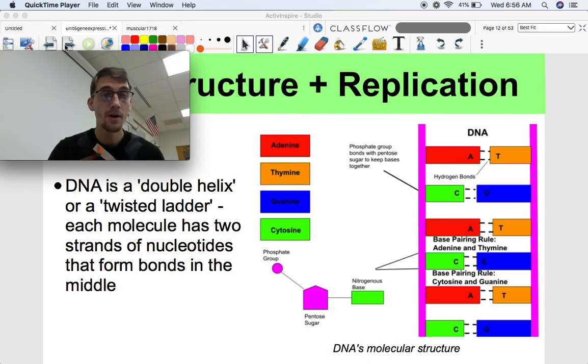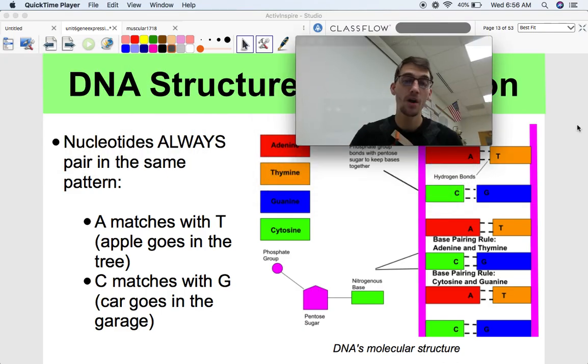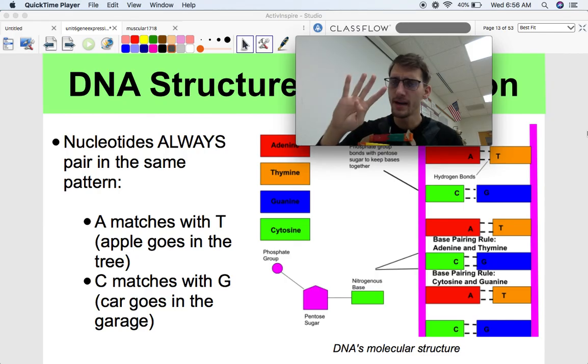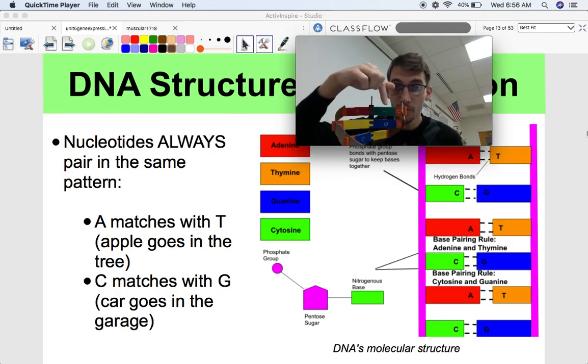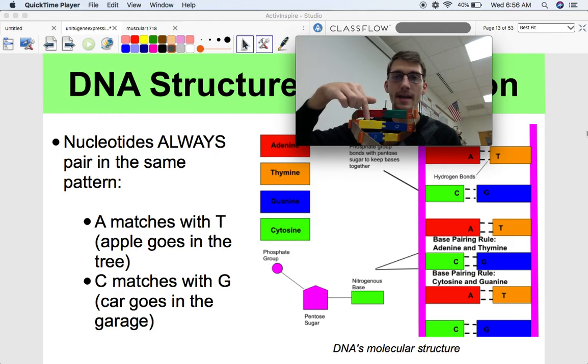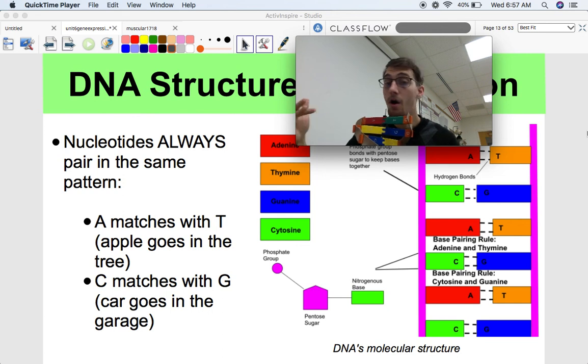And those are what we call base pairing rules. Okay, nucleotides always pair in the same patterns. These are called Chargaff's rules. Okay, so an A nucleotide, remember we only have 4 letters, A, T, C, and G, but they always match up with each other in predictable patterns. An A nucleotide will always match up with a T nucleotide. And a C nucleotide always matches up with a G nucleotide. Okay, so the apple always goes in the tree, and the car always goes in the garage.